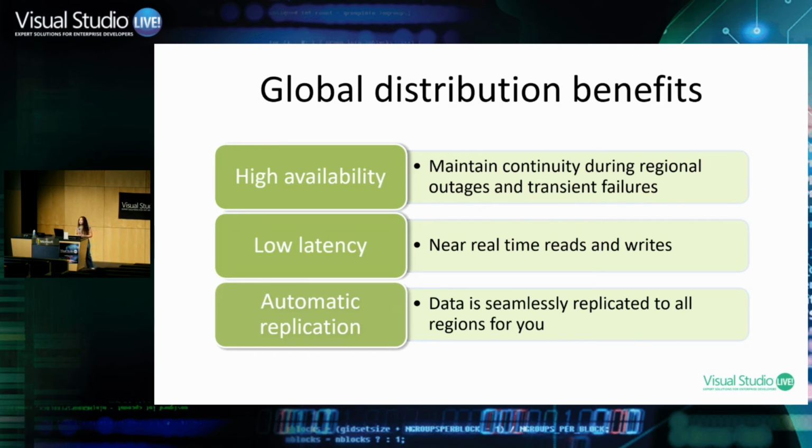Global distribution also, of course, gives you low latency. So if you do have users that are geographically distributed and you want low latency for all of them, you can add a secondary region, either as a read region or as a read-write region. And lastly, all of this is done automatically. Cosmos DB provides automatic replication, so data is seamlessly replicated to those regions for you. You don't need to worry about complex jobs and keeping anything in sync. It's all done automatically.